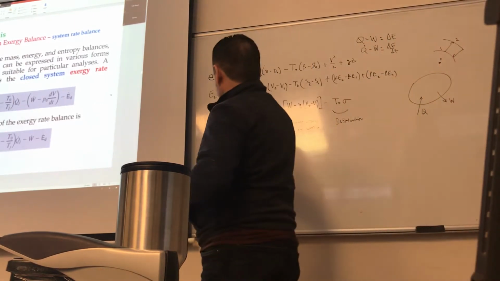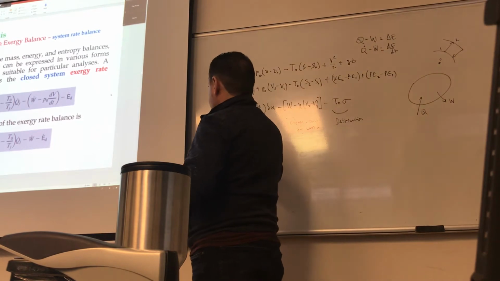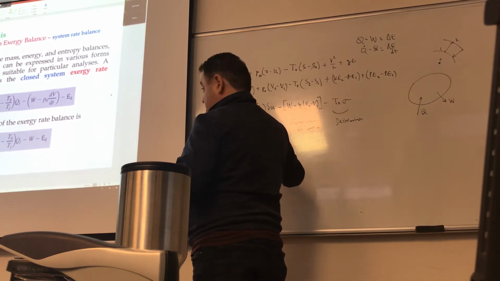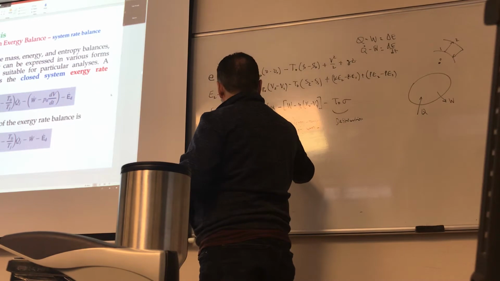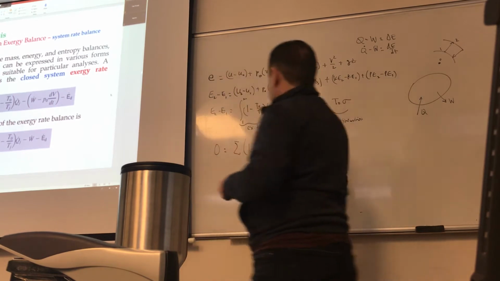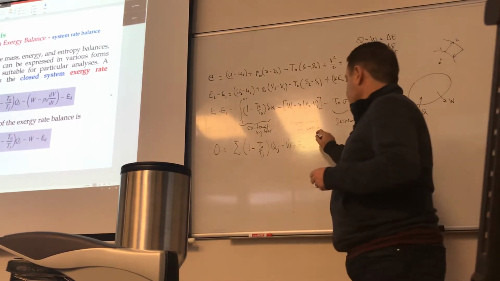Write it here. 0 is equal to the sum of (1 minus T naught over Tj), Tj being the boundary temperature, times Q dot j, minus W dot minus E dot. This is for steady state.